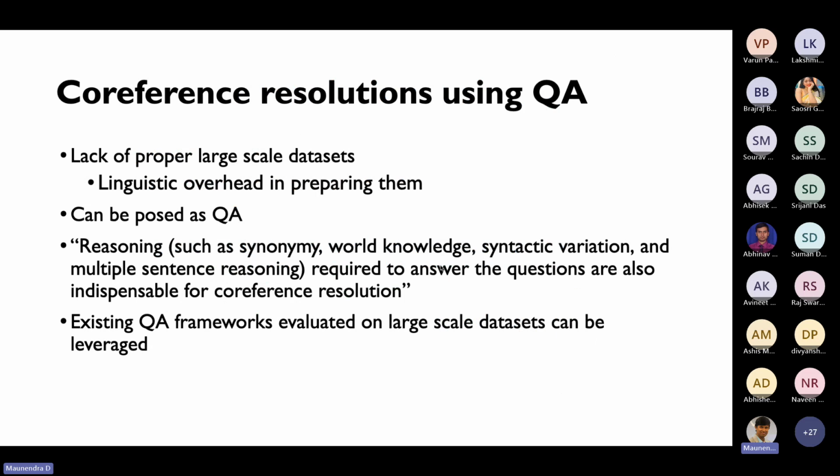Okay, so now let us move on. Then there was one approach that was proposed in one paper. The idea was interesting. You pose coreference resolution as a QA task, because such kinds of reasoning, like synonymy, world knowledge, syntactic variation, these kinds of things are required to answer the questions.